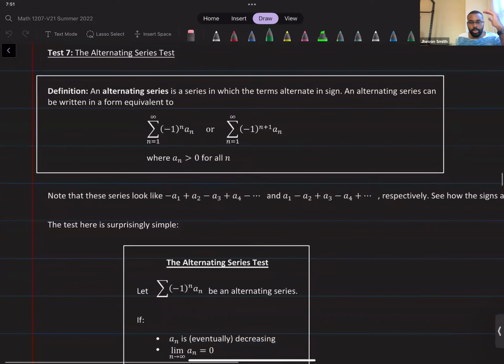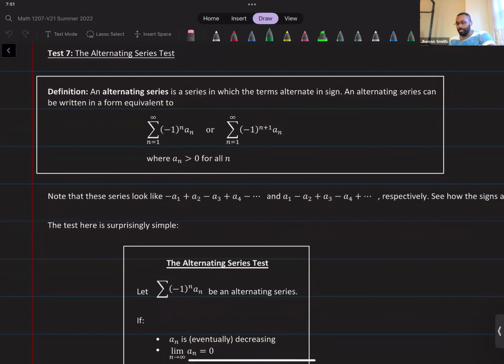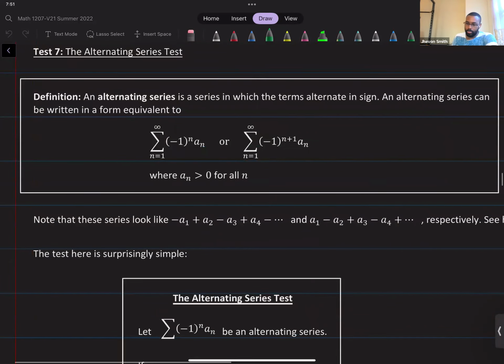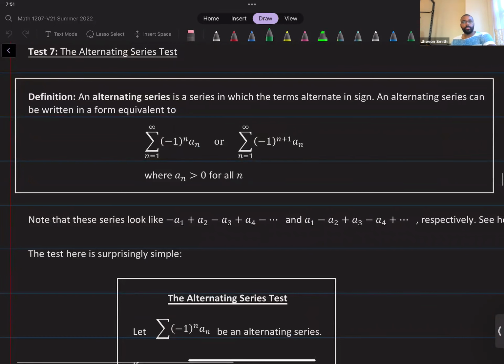This brings us to another test. Test 7. So there's another series form that we can look at that doesn't really have any distinguishing characteristics in terms of the actual formula that you see, but what's distinguishing about it is the signs.